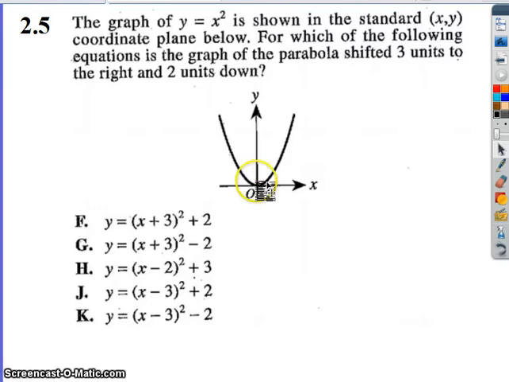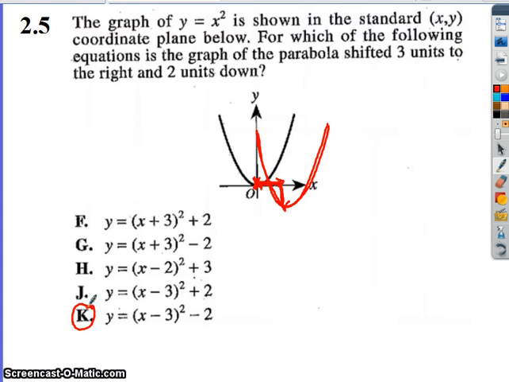This is x squared. You always want to look at the vertex to see how it moved. So if your vertex is right here on 0, 0, it should be very easy to tell when you put these in your y equals in your calculator which one moved you 3 units to the right and 2 units down. That parabola would look something like this. Okay, you'll be able to tell that the vertex went 3 over and 2 down. So it's actually going to end up being K.